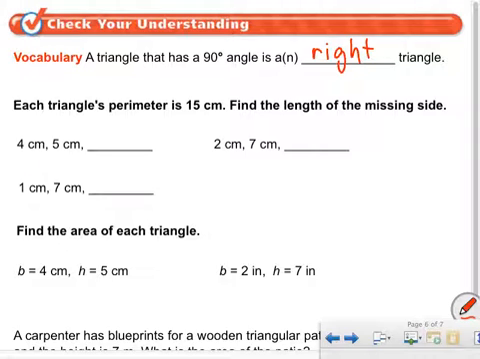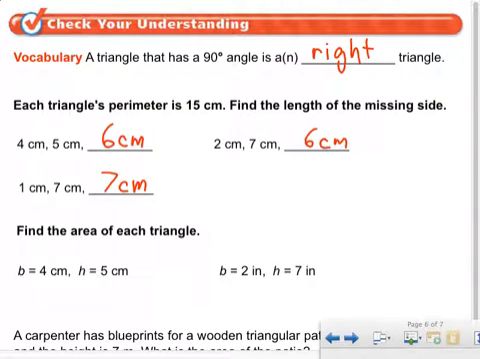So they're giving you, remember, you have three different sides in a triangle. They're giving you two of the sides, and you need to figure out the third side. So this first set of sides, what would the third side have to be? Six. Very good. Okay, this next one over here, 2 centimeters, 7 centimeters, what would the third side have to be here? It would be 6 centimeters again. Right? Because 6 and 2 is 8, 8 and 7 is 15. And what about this last one? 7 centimeters. Very good.